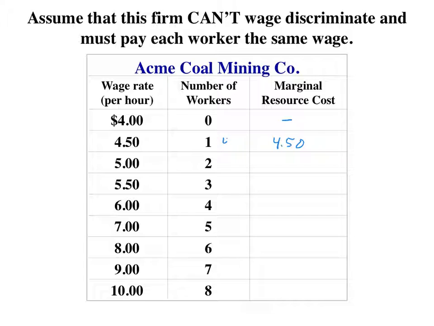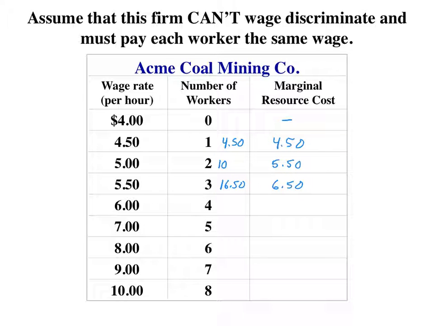The total cost of hiring one worker is going to be $4.50 an hour. If they hire 2 workers, total cost is $10 an hour, and the marginal resource cost is going to be $5.50. If they hire 3 workers, that's going to be a total of $16.50, and the marginal resource cost is $6.50.